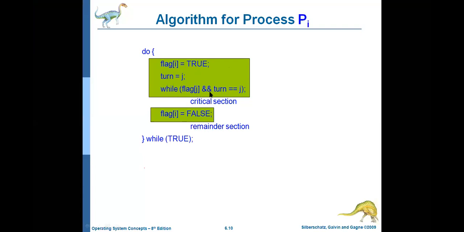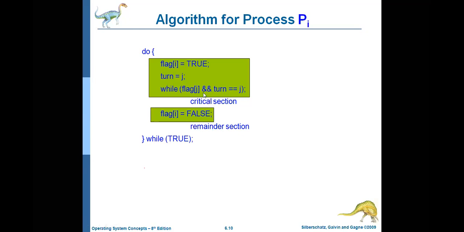Flag of j and turn equal to j. For example, flag of j equal to false here. Please concentrate, follow the cursor. Flag of I equal to true and turn equal to j. For example, if flag of j equal to true, then turn equal to j, that means process j is allowed to enter into the critical section.